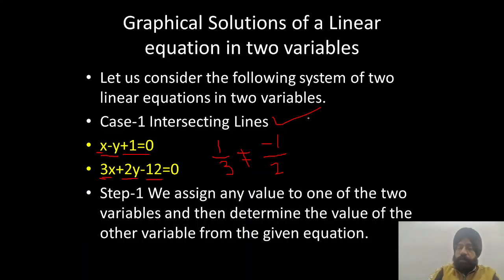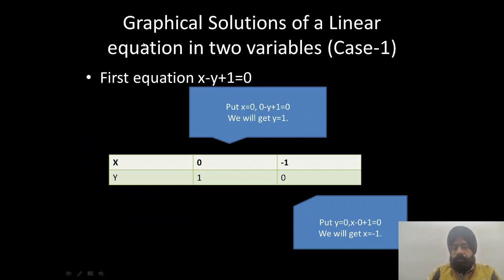Now I'm going to make a graph of each equation. Just see it properly. My first equation is x minus y plus 1 equal to 0. Now see it. First, I am going to take x equal to 0.